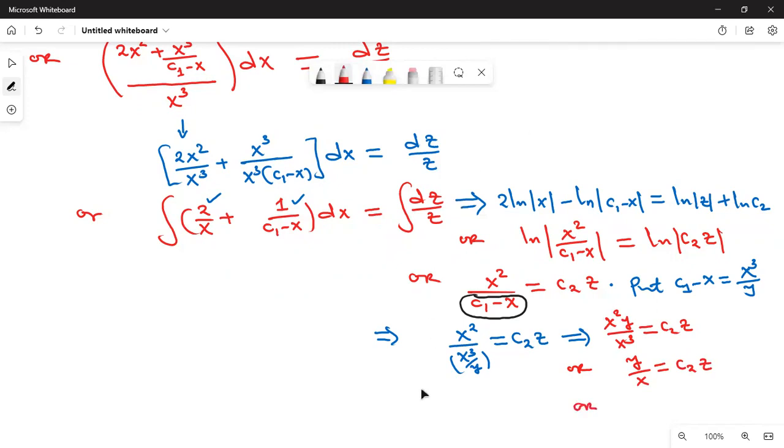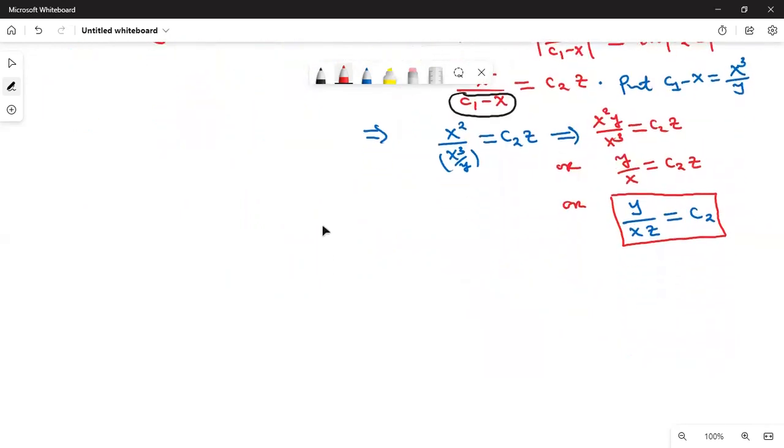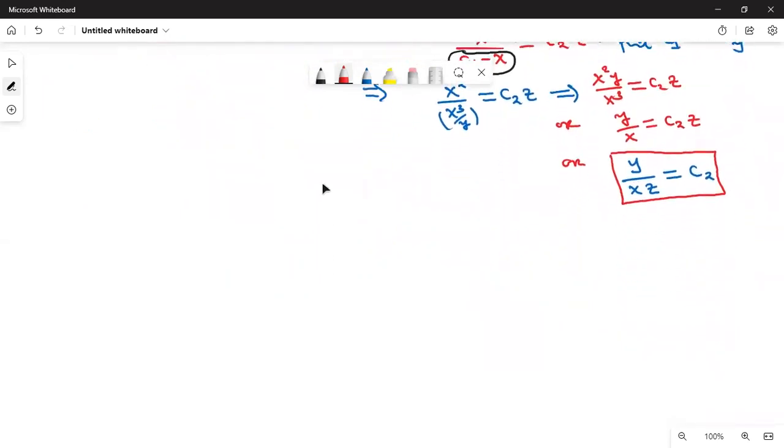If you make C2 the subject, what are we going to get? So you write Y over XZ is equal to C2. So this one is our second solution, or the second integral curve. Now we have the two integral curves. How do we find the integral surface? So let's see how to find the integral surface.